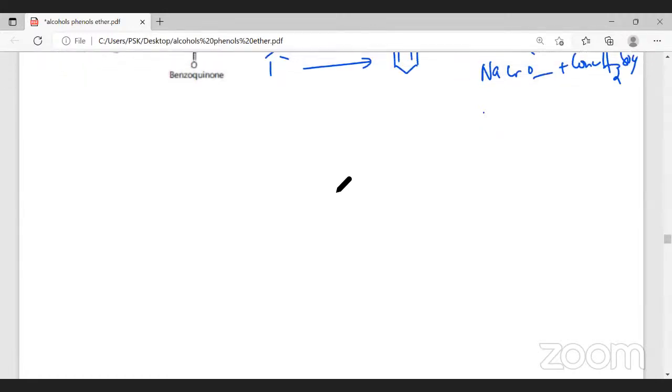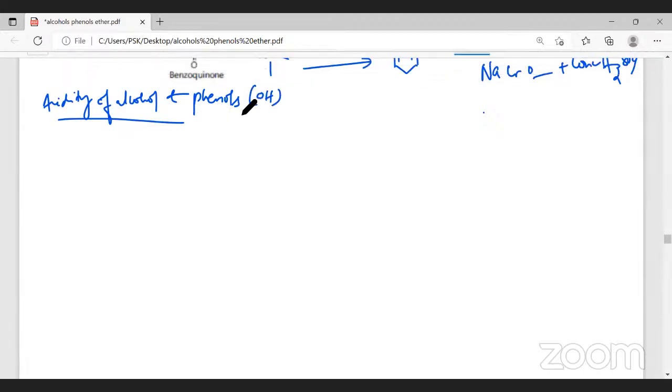Now, maybe the question can be like this. Explain the acidity of alcohols and phenols. We will learn the heading as acidity of alcohols and phenols. Why are we talking about the acidity of alcohols and phenols? Because both contain what as a functional group? OH as a functional group.